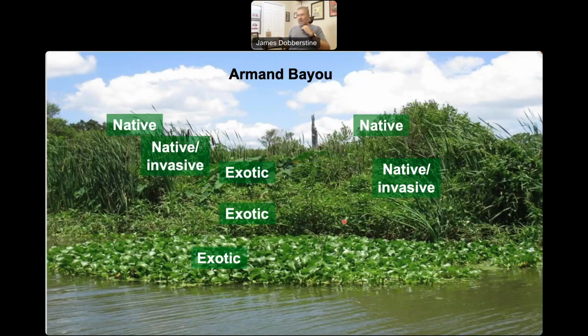Actually, we have a couple of them that are aquatic. This one here is water hyacinth, on Armand Bayou, by the way. But we have another one that's fairly common, especially in freshwater lakes. It is giant salvinia, and salvinia is often referred to as water lettuce. If you go back and look at my introductory slide, that was water lettuce, giant salvinia, in the background.